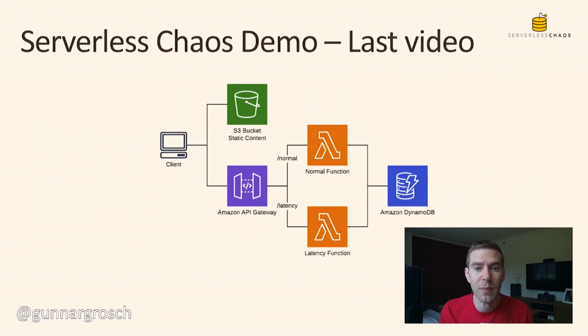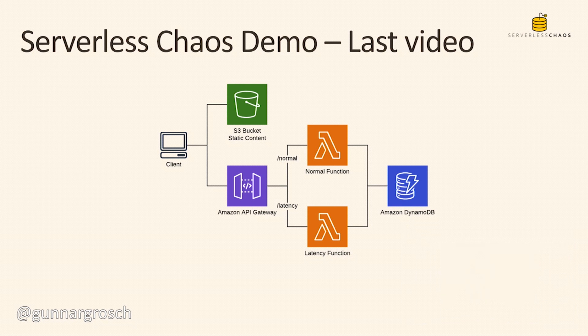So, last week we did a video where we did a simple chaos experiment. We had this environment, which was quite a basic serverless app, an Amazon API Gateway and two functions behind that one, which in turn were connected to a DynamoDB table. We added latency into one of the functions to see how the application would react.